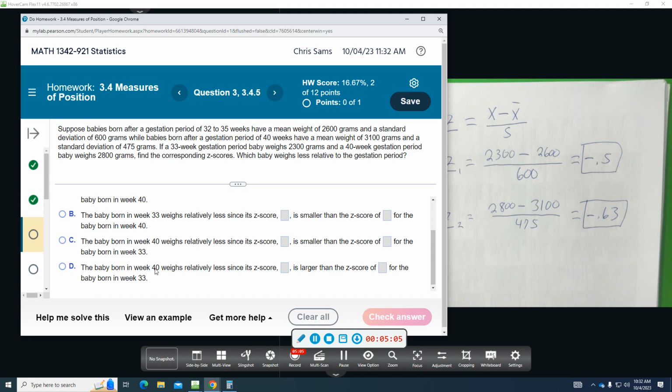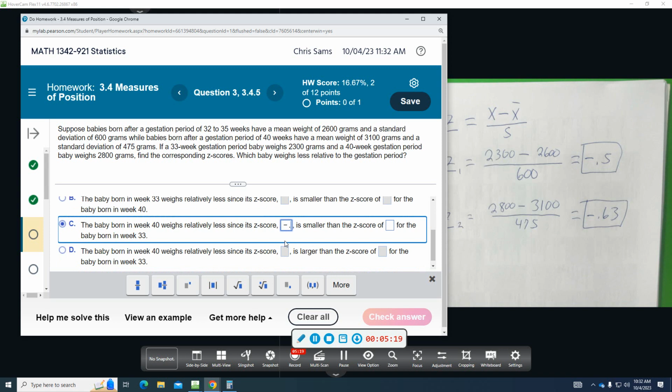So I think it's going to be D. The 40-week baby weighs less. Its z-score is larger. I guess it should say smaller, since we're dealing with negative numbers. So the 40-week baby weighs less, since its z-score of negative 0.63 is smaller than the z-score of negative 0.5 for the baby in the 33-week.